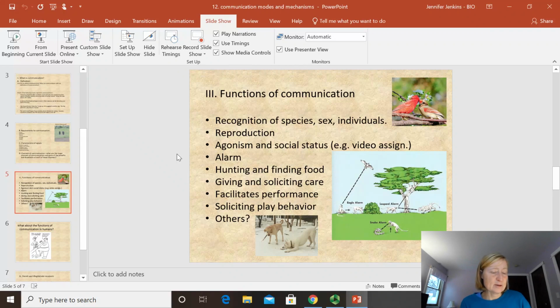Communication can be simply used to identify species or sex or specific individuals. So 3-spine and 4-spine stickleback are two species of stickleback fish that live in the same area and breed at almost the same time. But the 3-spine and the 4-spine male courtship behaviors are quite different. This allows communication about what species the fish is.